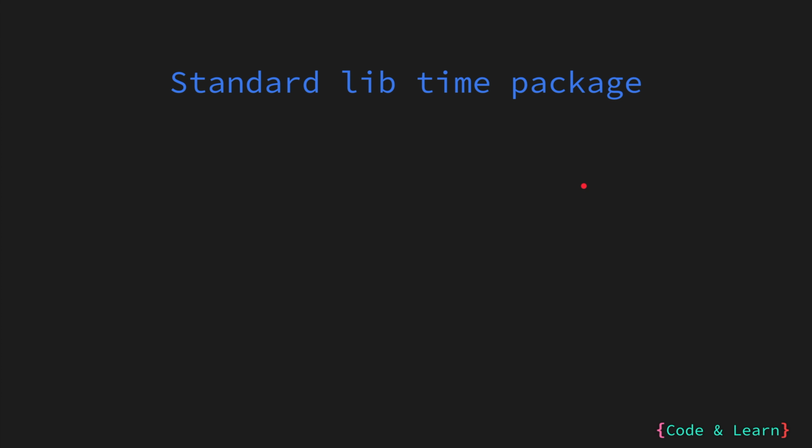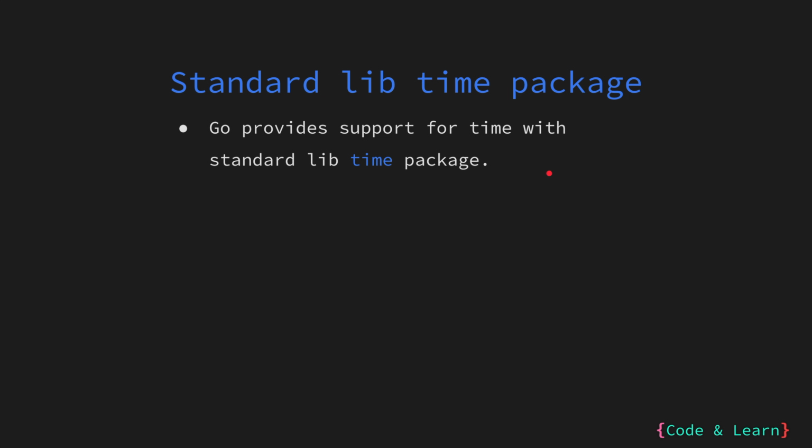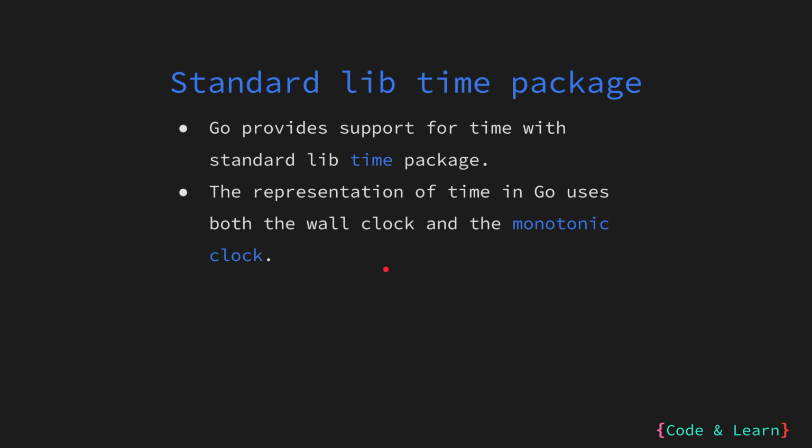Now let's turn our focus to the standard lib time package. Like any modern language, Go provides first-class support for working with time. This is done through a standard lib package called time. The representation of time in Go uses both the wall clock and the monotonic time. The general rule of thumb, as we discussed earlier, is that for time-telling operations, like getting the current time, Go uses the wall clock time, while for performing time-measuring operations, a monotonic clock reading is used. You can read more about it in the time package docs. I will provide a link to it in the video description.